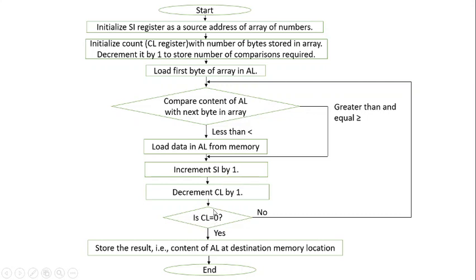Now on decrementing, if its value is non-zero, not equal to 0, then we will go back to the comparison step. Otherwise, if it is 0, that means we have performed all the comparisons, so we will store the result, that is the content of AL, at the destination memory location. And at last, AL will have the largest number.